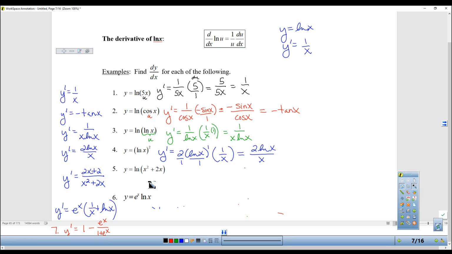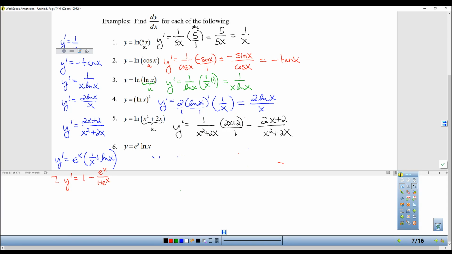Again, identify your u. So the derivative of the natural log of u is 1 over u times the derivative of u, which is 2x plus 2. Numerator times numerator, denominator times denominator. Number 6.